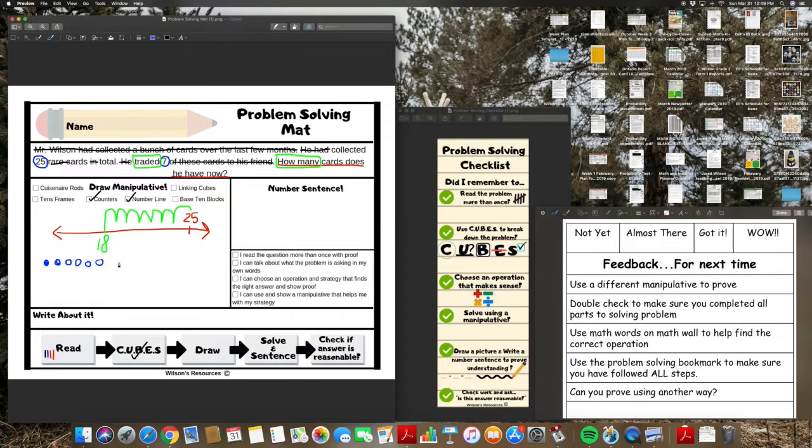There's 10 counters. I'm going to do them in rows of 10. There's another. And I'm sure there's probably a faster, more effective way of doing this, but bear with me. All in the process of math, my friends.